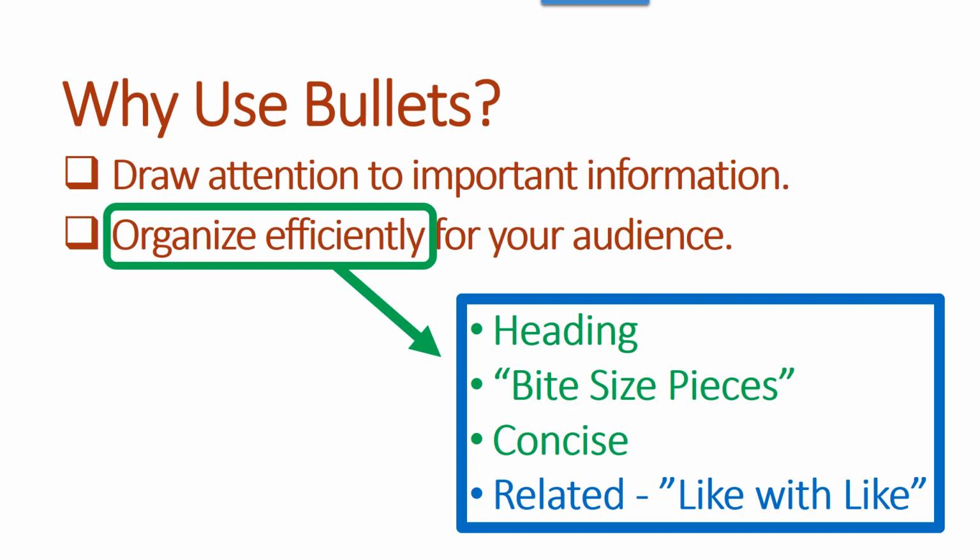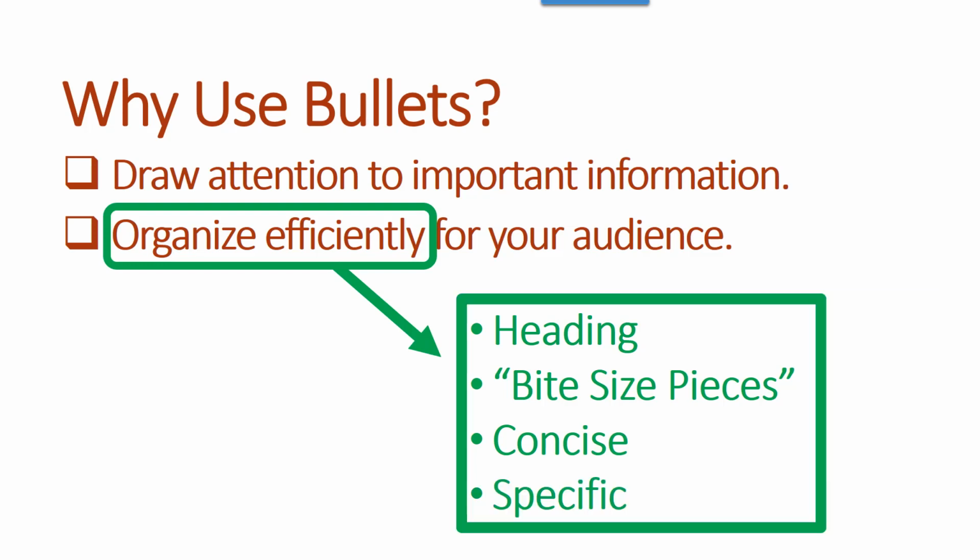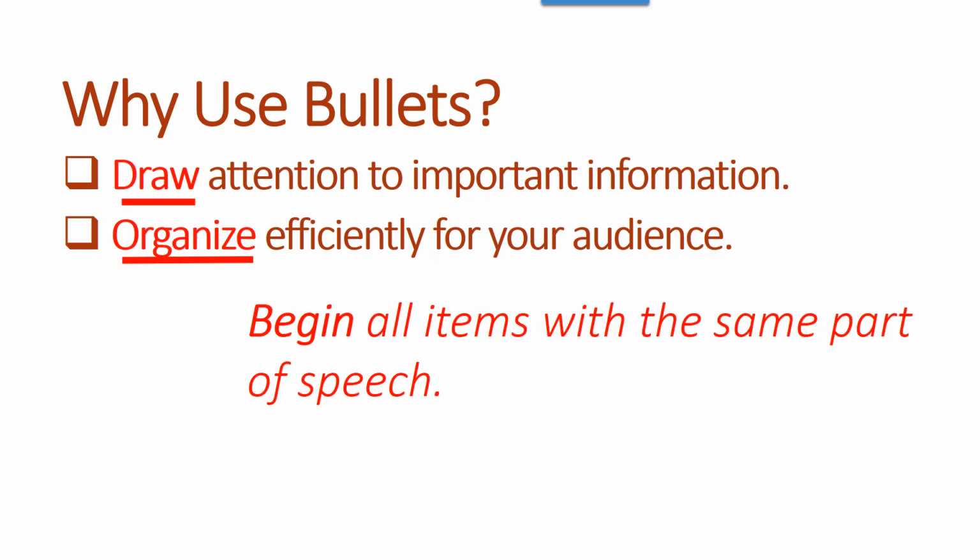It should be concise. What does that mean? It is short and it is to the point, and it is specific. It uses the best words, and as I said, specific. So when you look at this list, notice that I begin all the items with the same part of speech. So these are active verbs: draw and organize, tell someone what to do. Think about a lifeguard. A lifeguard shouldn't say don't run. A lifeguard should say walk, because that tells someone what to do. Tell them what to do and don't tell them what not to do.